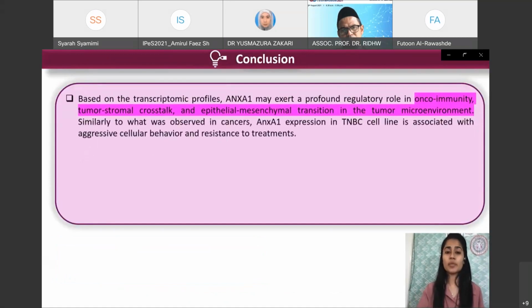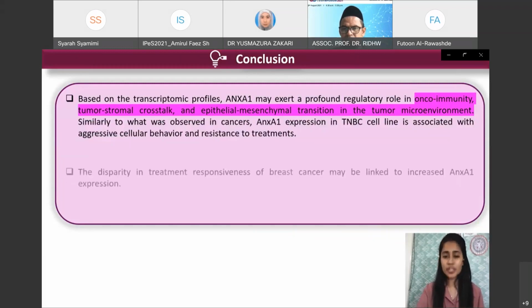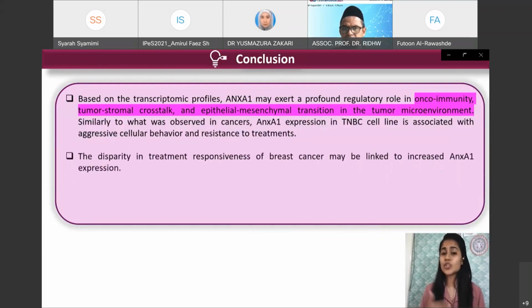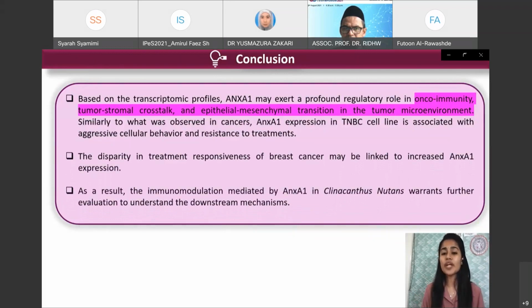Taken together, based on the transcriptomic profiles, annexin A1 may exert a profound regulatory role in oncoimmunity, tumor stromal crosstalk, and epithelial mesenchymal transition in the tumor microenvironment. Similar to what was observed in other cancer subtypes, annexin A1 expression in triple-negative breast cancer cell lines is associated with aggressive cellular behavior and resistance to many treatments. So the disparity in Clinacanthus nutans treatment responsiveness of breast cancer may be linked to the increased annexin A1 expression in triple-negative breast cancer and not in non-triple-negative breast cancer. As a result, the immunomodulation mediated by annexin A1 in Clinacanthus nutans warrants further evaluation to understand the downstream mechanisms of immunomodulation.